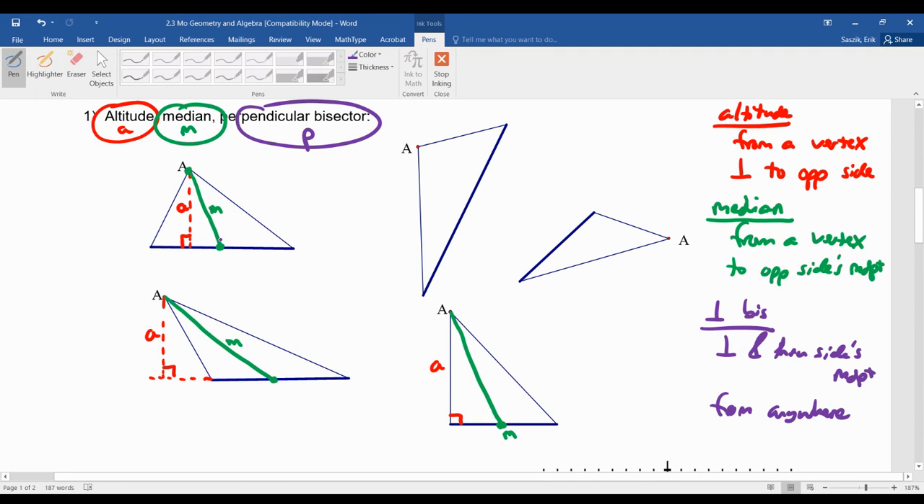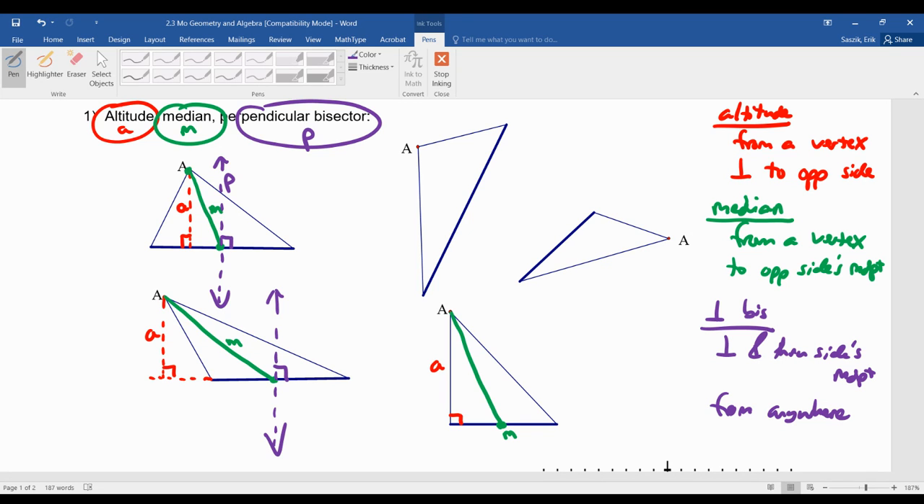In other words, if you're going to have the perpendicular bisector in this first triangle, it has to go through that point because that is the midpoint, and perpendicular would look something like that. So there is the perpendicular bisector. Same thing here. Okay. Obviously, a triangle has 3 perpendicular bisectors. It has 3 medians. It has 3 altitudes. All right.